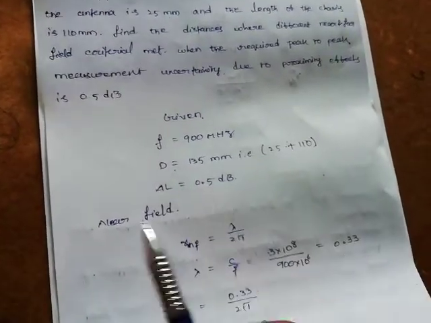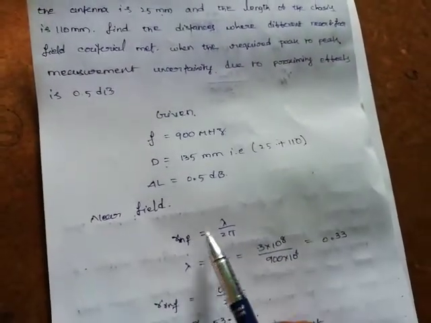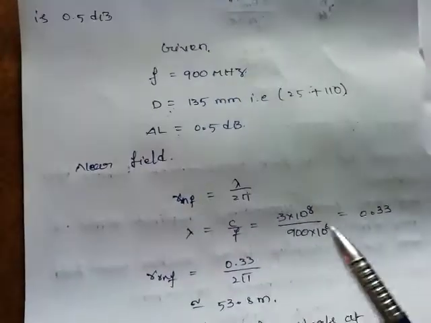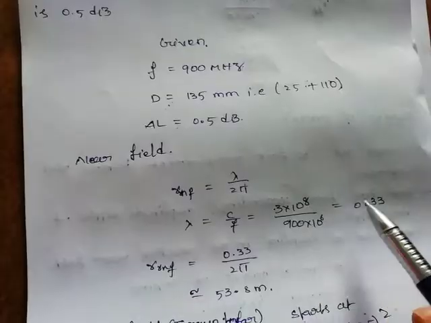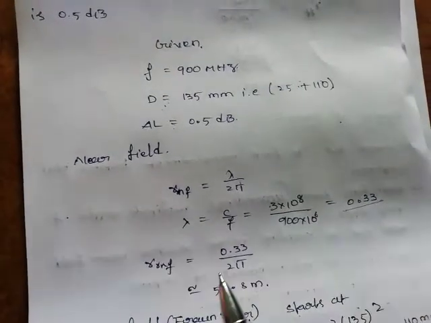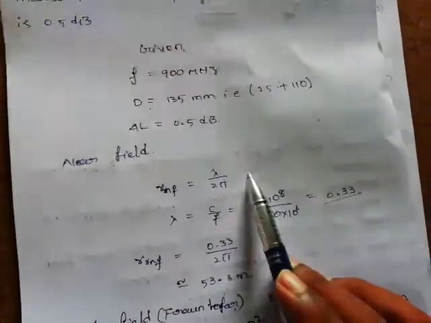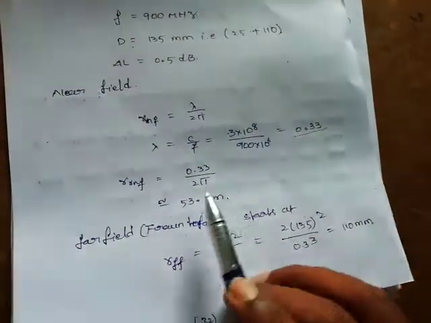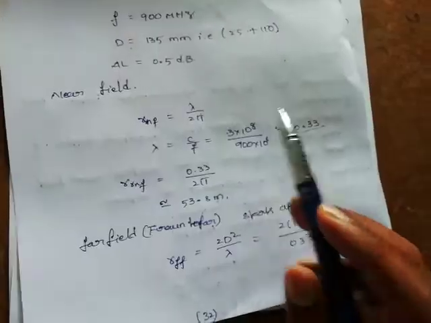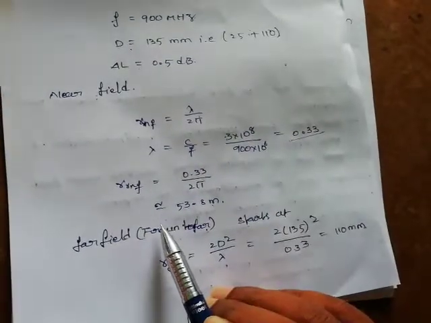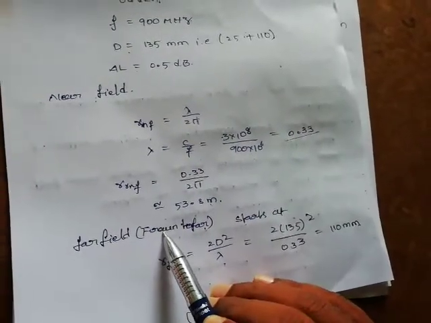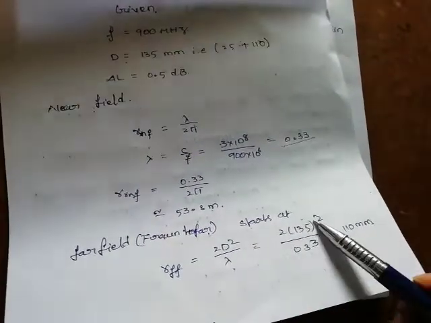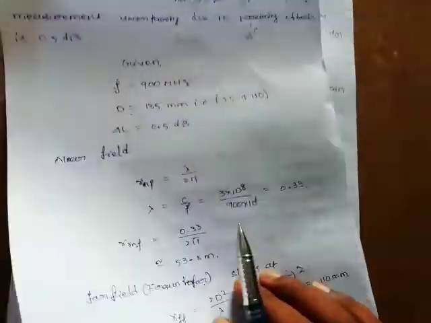First of all, you have to find the near field, R_NF, that is lambda by 2 pi. So you have to find lambda, that is c by f. c you know, and f is 900 MHz. If you calculate, you get this. Next, R_NF, lambda by 2 pi, is approximately 53.8 meters. These are the normal calculations. Next, we have to find the far field. We can call that the Fraunhofer region also. For that, the formula is 2D squared by lambda, where D is 135 mm. If you calculate, you get that.